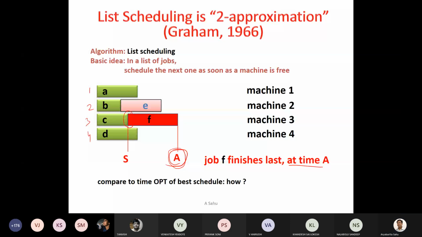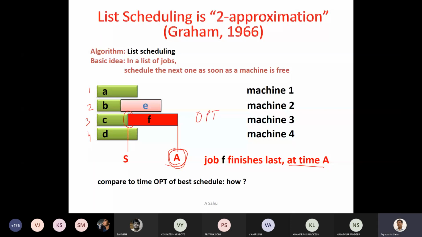Now, can I say that whatever the optimal is, suppose A opt? So suppose opt is there. Can any optimal algorithm produce an optimal Cmax below this point, less than A? Can it be less than A?